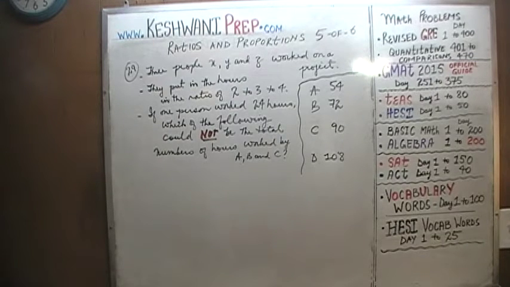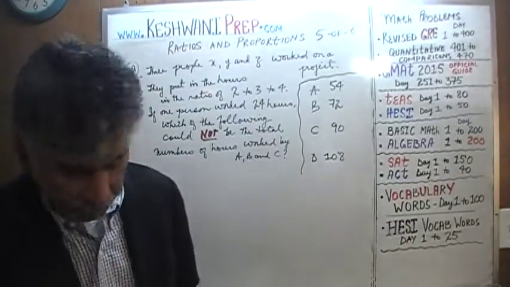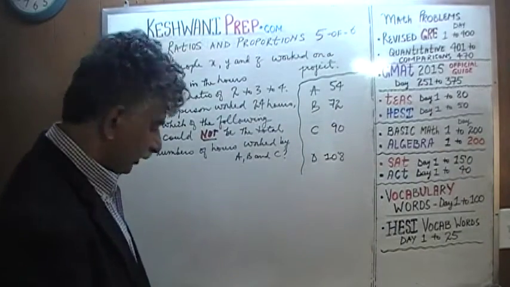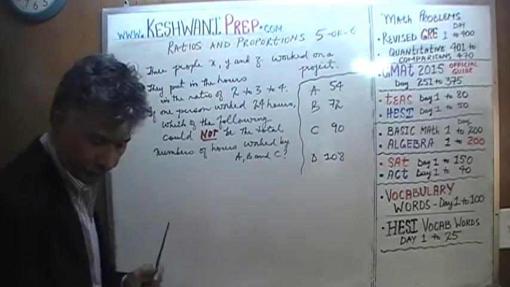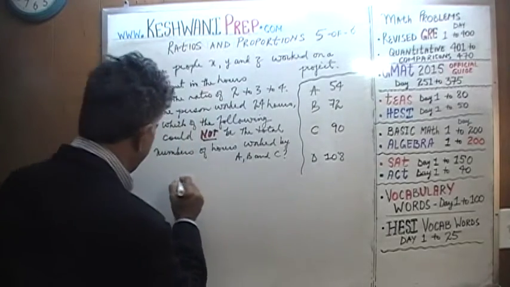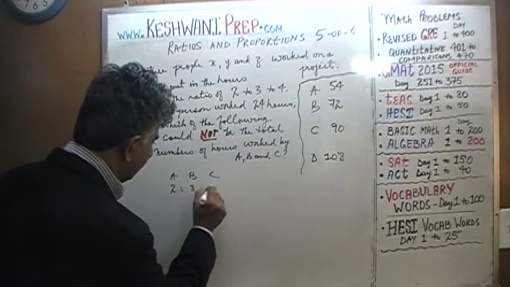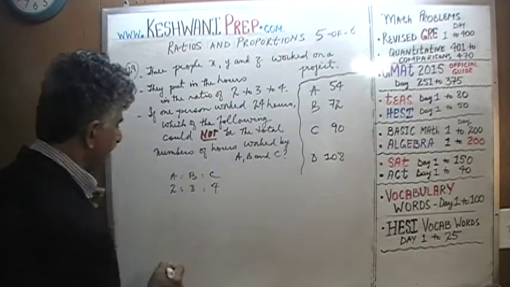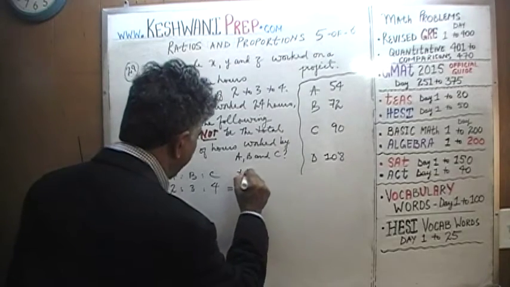All right, let's see what we have. Well, the very first thing we understand is that they worked in the ratio of 2 to 3 to 4. Let's see what that adds up to. 2 to 3 to 4, that's the ratio that they worked in. 2 plus 3 is 5, 5 plus 4 is 9, so the total is 9.